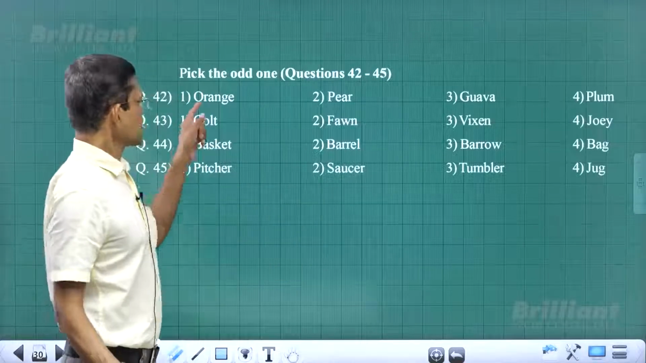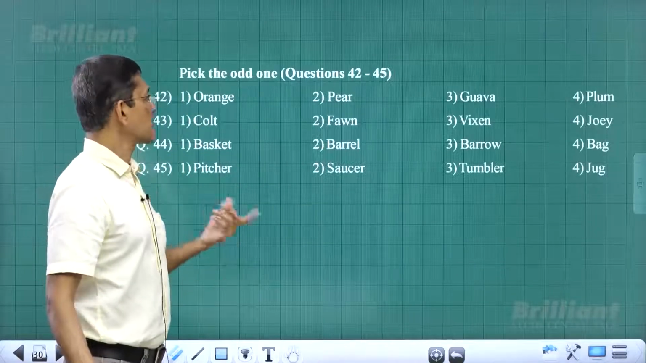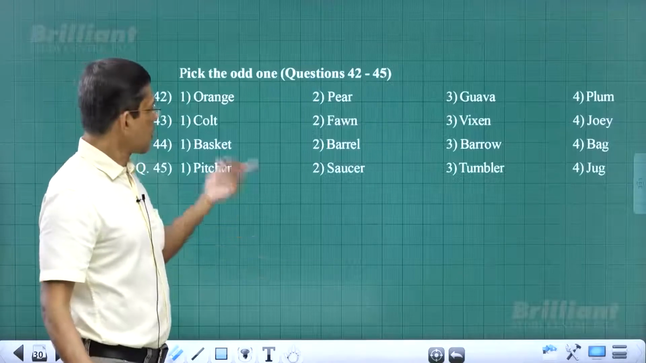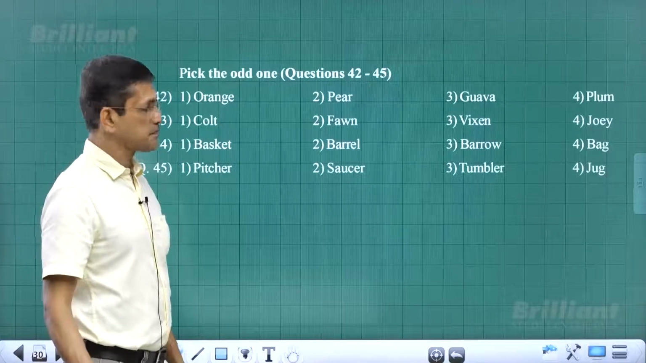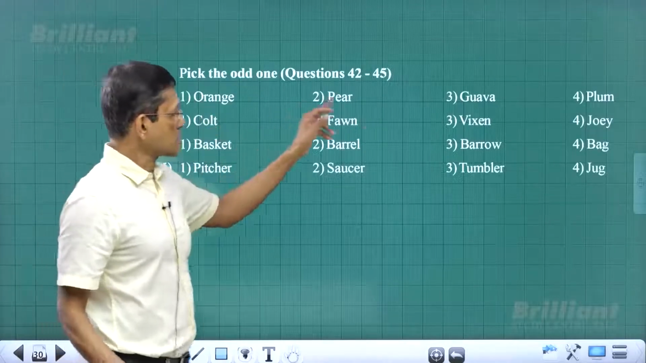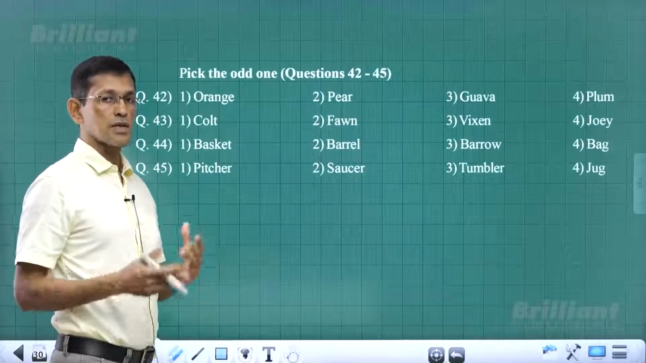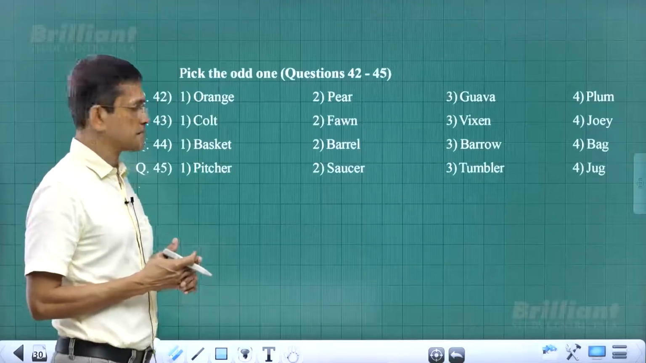So orange is the only citrus fruit, orange is the only juicy fruit. So orange is different from the group. At the same time, you can take orange as a color. All others are fruits. Orange can be taken as a color as well. So there are three different ways of looking at it.